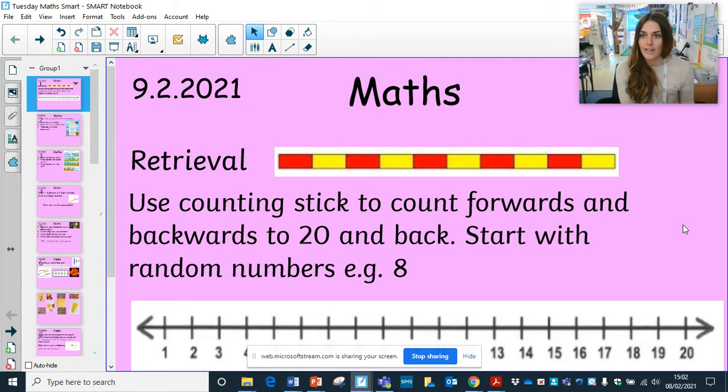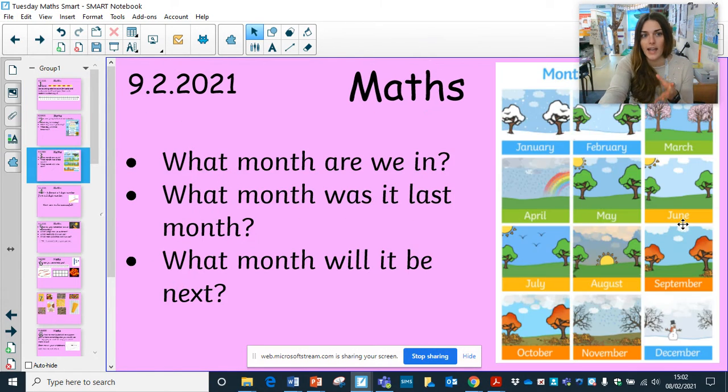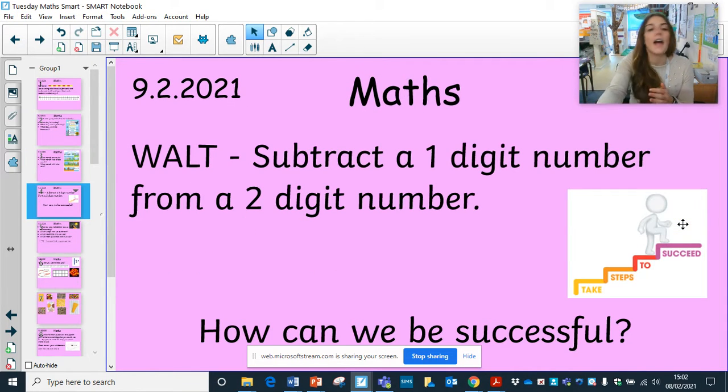So retrieval is just recapping some previously learned knowledge. So can you use a counting stick to count forwards and backwards to 20? Okay, and start with random numbers. So that's your retrieval and a bit of a warm up for you. Then can you go onto your calendar, so days of the week and your months of the year? Pause as you need to, to complete this. And then what we are learning.